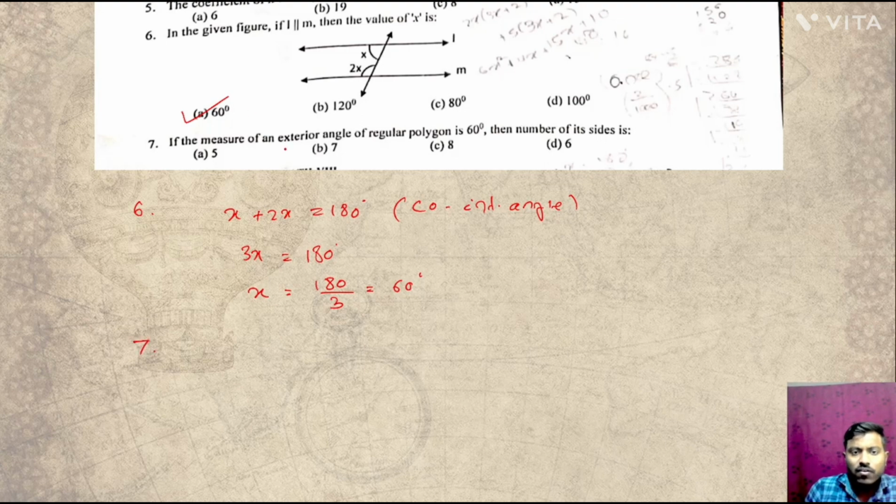Next question, question number 7. The measure of an exterior angle of regular polygon is 60. Okay. Then the number of the sides, then we divide 360. Okay. 360 divided by 60, then 0 cancel, the answer is 6. The number of sides are 6. Next question.